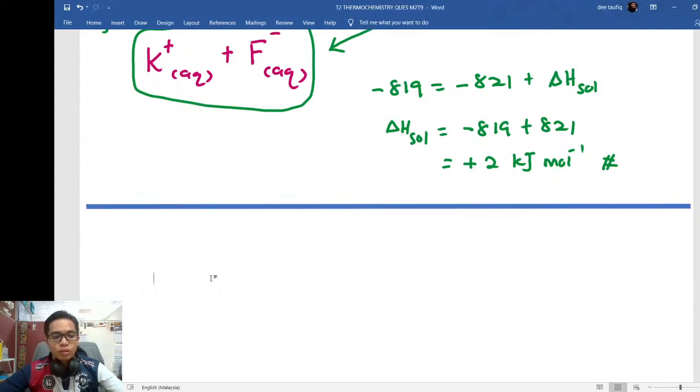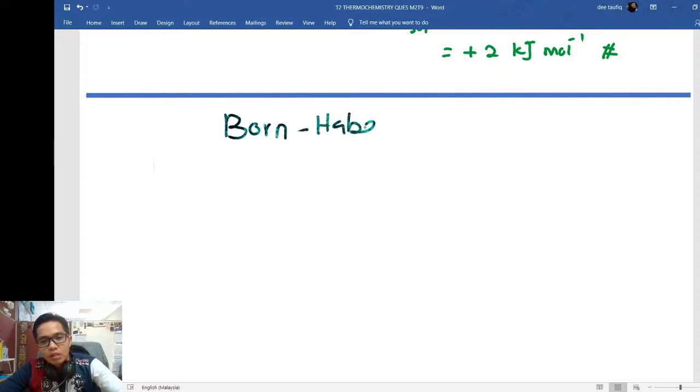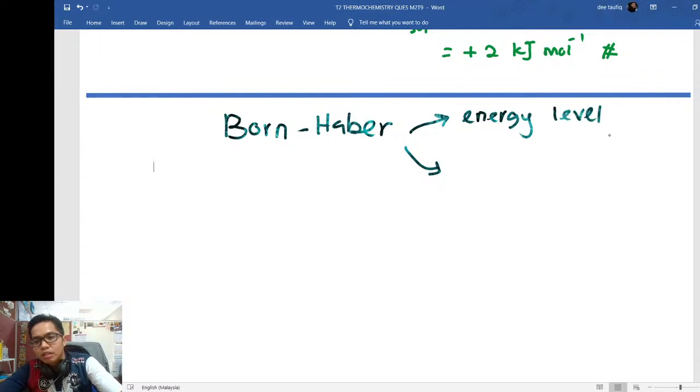Okay, so below this line kita dah start nak masukkan pada chapter kita, new subtopic which is Born-Haber cycle, ataupun Born-Haber. So this is Born-Haber. For Born-Haber dia akan pecah dua. So either you are using energy level diagram, ataupun kita akan guna energy cycle.